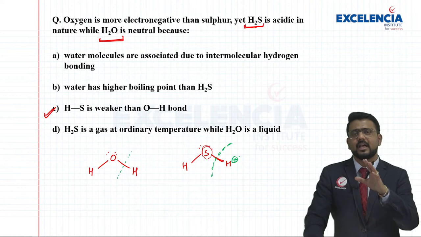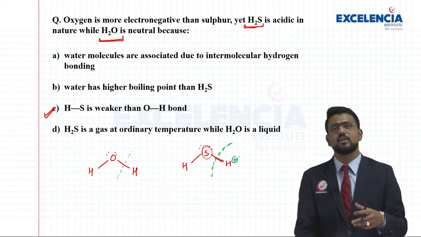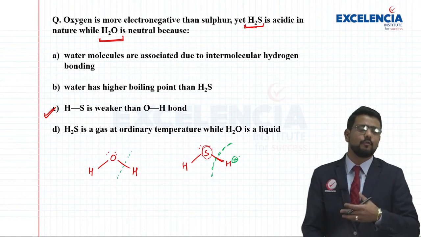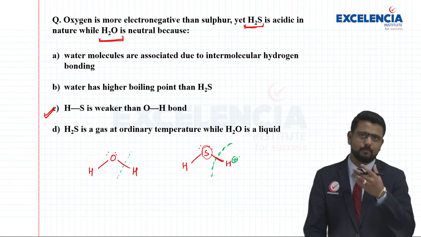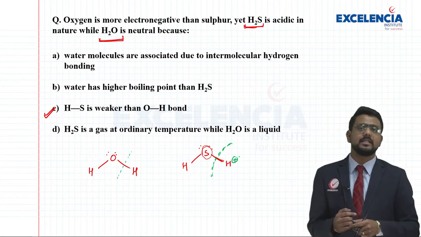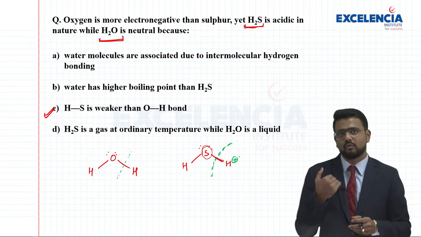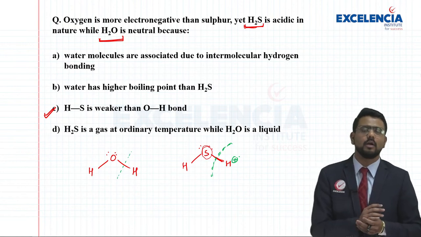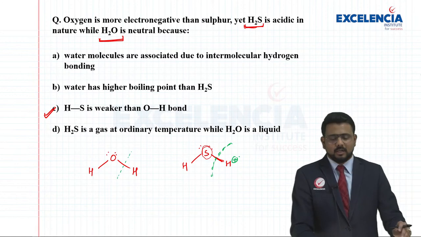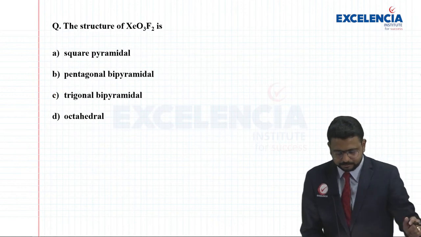So whenever they are asking any question pertaining to the acidic strength of hydrides of group 15, 16 or 17 elements, or for that matter 13 or 14 elements as well, then in that case, please visualize it in the context of what? The bond dissociation energy. Okay? So moving on with the next part here.